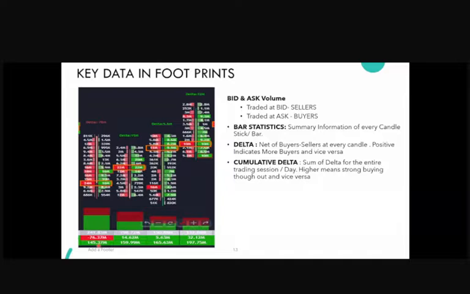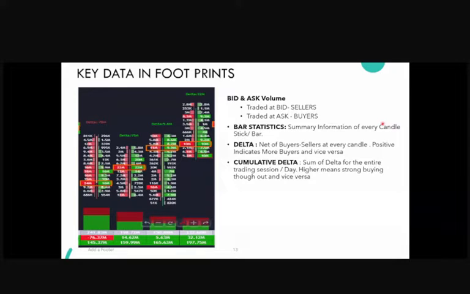So if the cumulative delta here was 145 and in this candle the delta was 14.5 or 15, whatever you call it, the cumulative delta will be 145 plus 15, 159, okay, 160, whatever. So it will keep on adding up the cumulative delta. If there are more buyers, the cumulative delta keeps on going up. If there are more sellers, the cumulative delta will start going down.